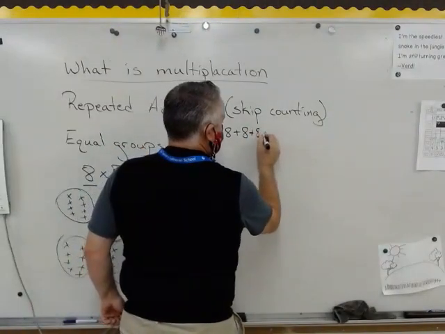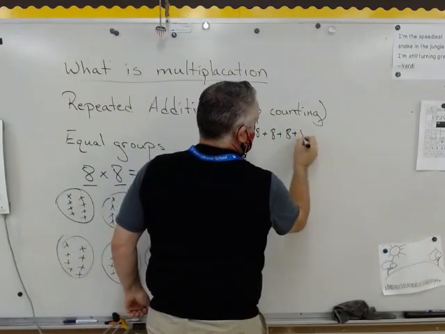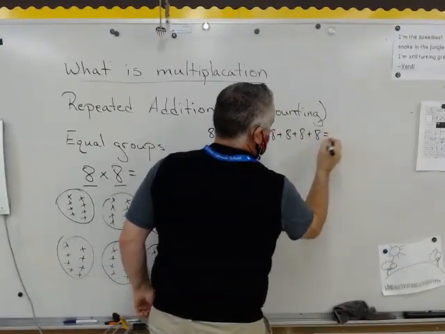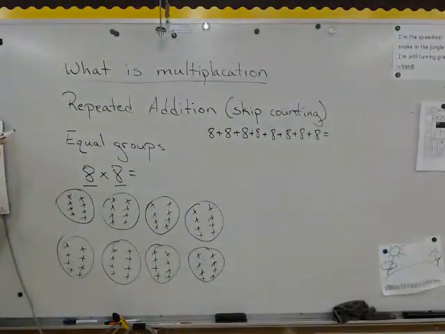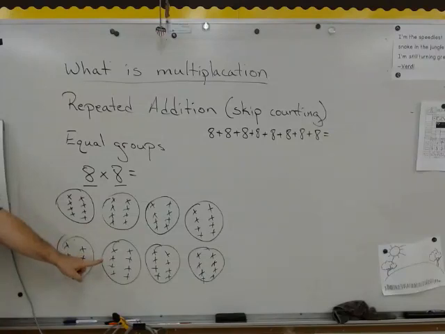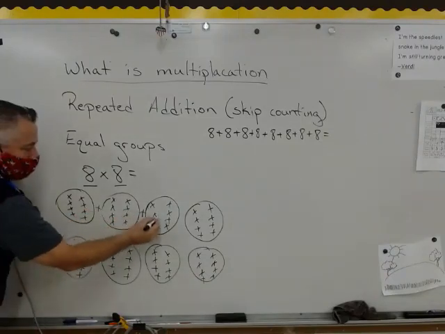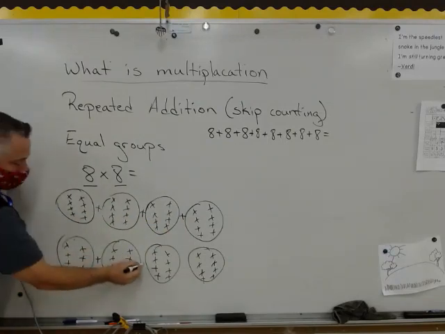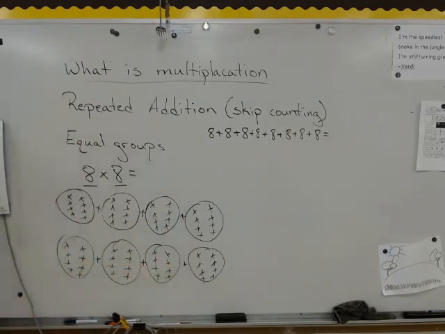3, 4, 1, 2, 3, 4, 5, 6, 7. Okay, I got them all. That is basically the same as this, just in number form, isn't it? Okay? Because if I put a little plus sign between all these guys, that's really all that we're doing. We're adding all of our groups together. Okay?